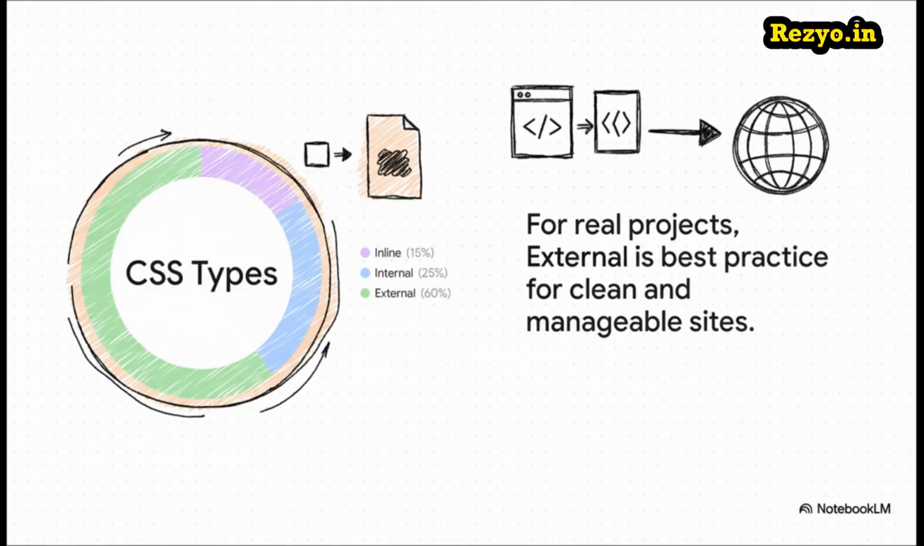So there are basically three ways you can apply these styles. You can do it inline for just one little thing, internal for a single page, or, and this is the big one, external in a separate .css file. Honestly, just use an external style sheet. It's the professional standard because it keeps your content, the HTML, totally separate from your design, the CSS. It makes managing your website so much easier in the long run.